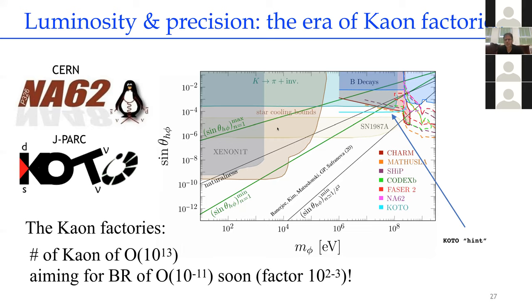But if it's true, then it leads to very interesting phenomena, maybe violation of the Grossman-Nir bound, to the experts in the audience. And also, in that sense, there's some tension with the NA62 results. But for this discussion, what I want to show you is that if you take the KOTO result at face value, then the K to pi phi amplitude will have the right strength if sine theta is of the order of 10 to the minus 4. And this is kind of nice because this is an empty region of the parameter space, okay?